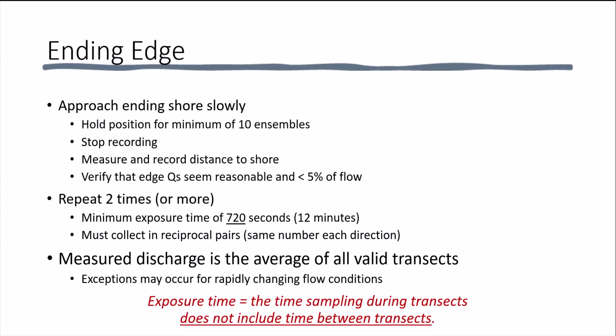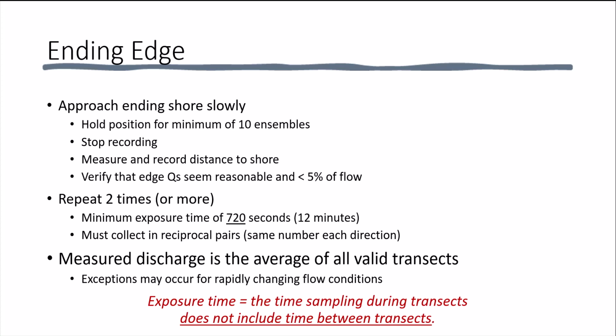When nearing the ending edge, approach slowly and hold the boat in position for a minimum of 10 ensembles to collect data that will be used to compute the edge discharge. Stop recording ADCP data and measure and record the distance from the ADCP to the shore. Repeat this procedure for a total of 2 transects, or more as needed.